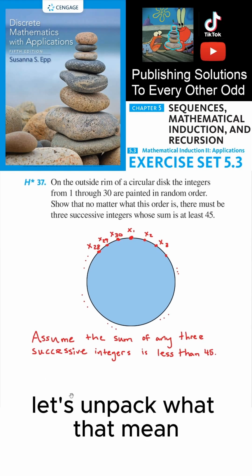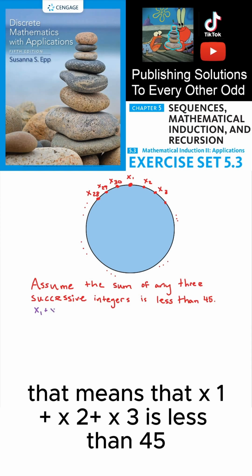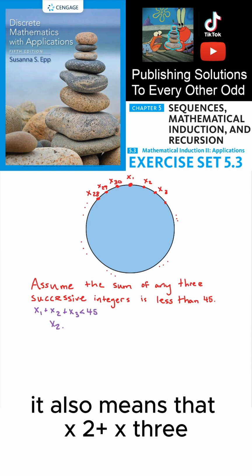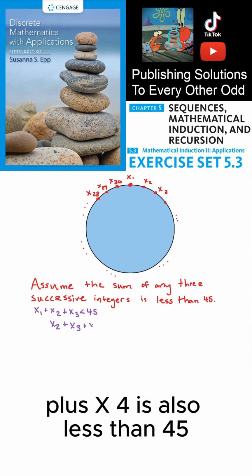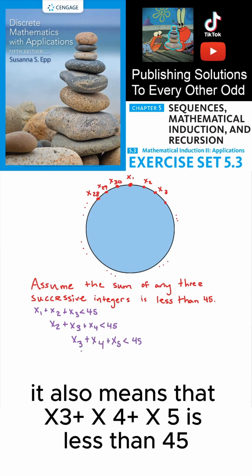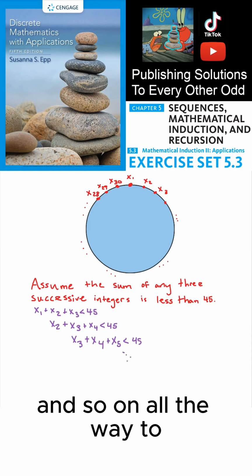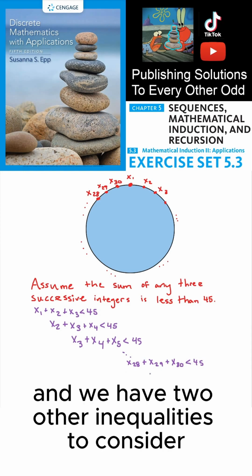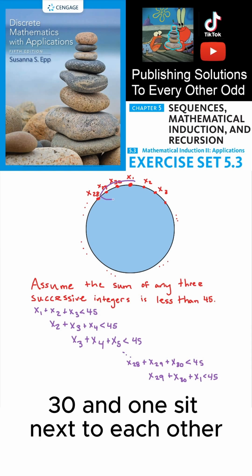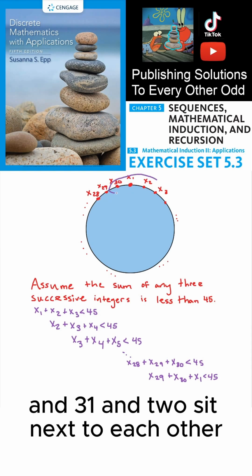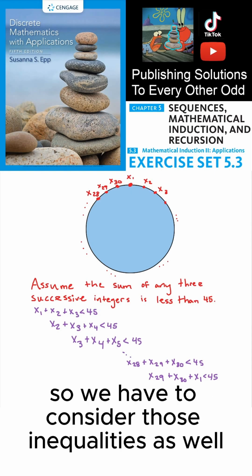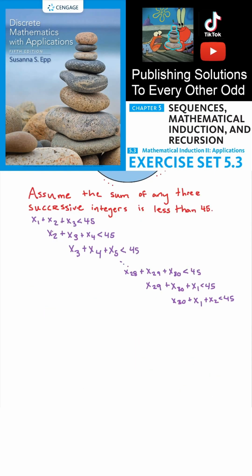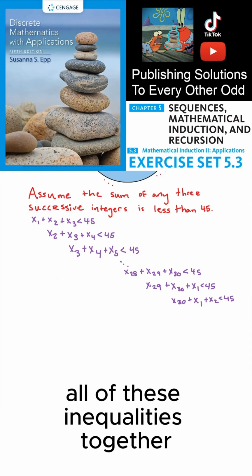Let's unpack what that means. That means that x1 plus x2 plus x3 is less than 45. It also means that x2 plus x3 plus x4 is less than 45. It also means that x3 plus x4 plus x5 is less than 45, and so on, all the way to x sub 28 plus x sub 29 plus x sub 30 is less than 45. And we have 2 other inequalities to consider, which is the fact that x29, x30, and x1 sit next to each other, and x30, x1, and x2 sit next to each other. So we have to consider those inequalities as well. The next thing we're going to do is add all of these inequalities together.